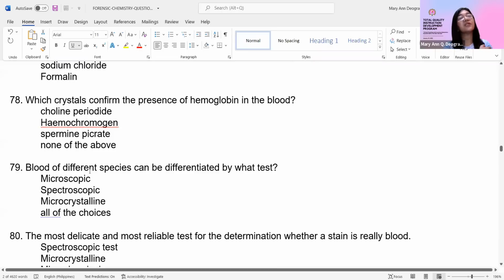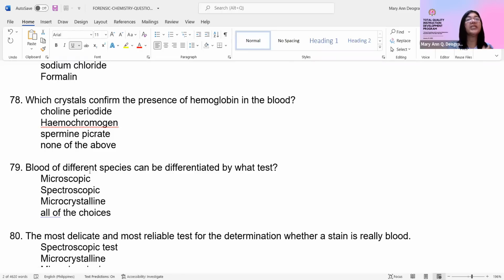78. Which crystals confirm the presence of hemoglobin in the blood? Alin dyan? Hemoglobin. O, yun yung keyword nyo eh. Answer nyo? Okay, it's letter B. Hemoglobin. Hemochromogen crystals. So, ang pinaka-keyword nyo dyan, yung hemoglobin nyo. So, that's hemochromogen. Pag sa acetonhamin test, hamin is the hemoglobin. Yun lang yung i-connect nyo dyan, ang mga words.